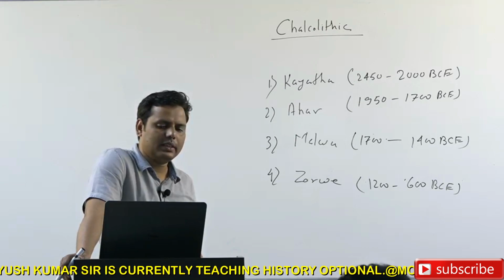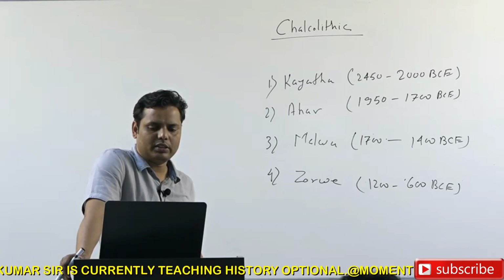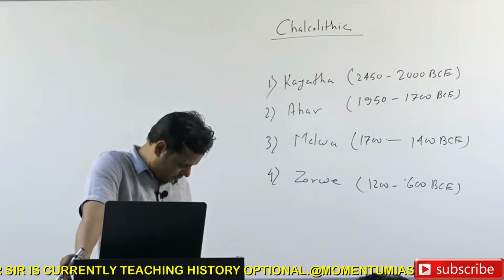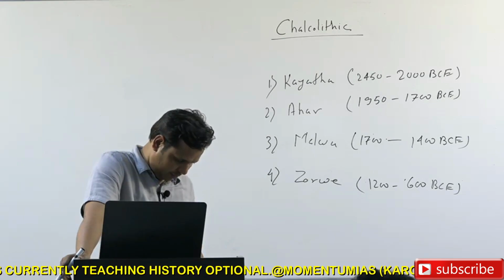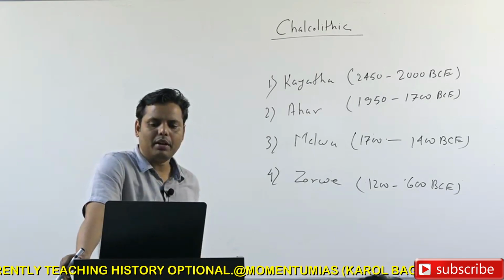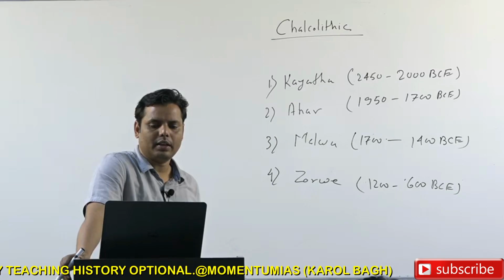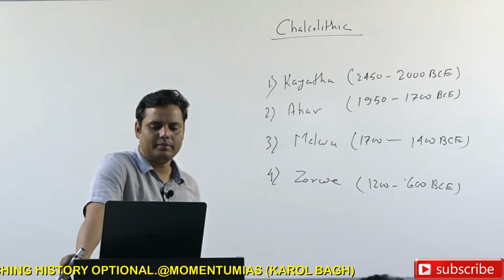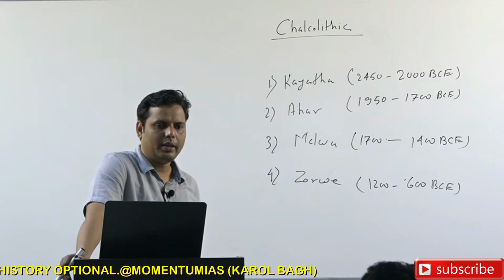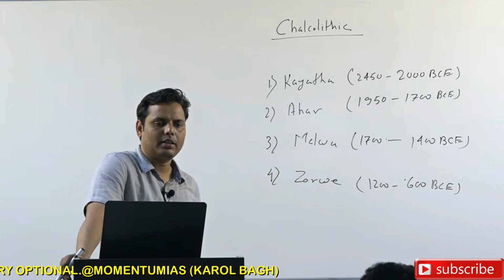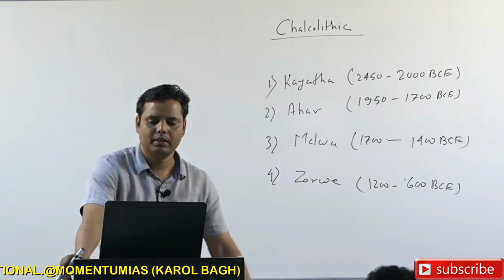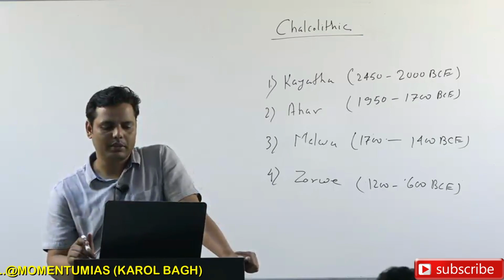This Chalcolithic culture was named after the type site of Kaitha, in Ujjain district, Madhya Pradesh.